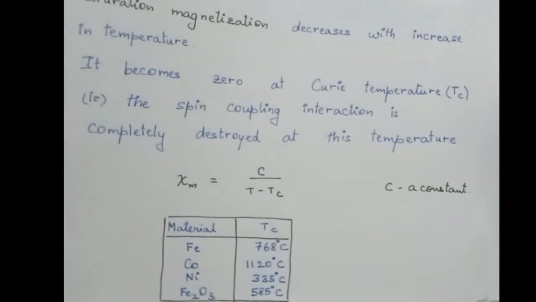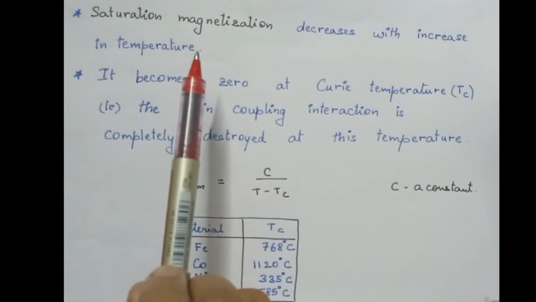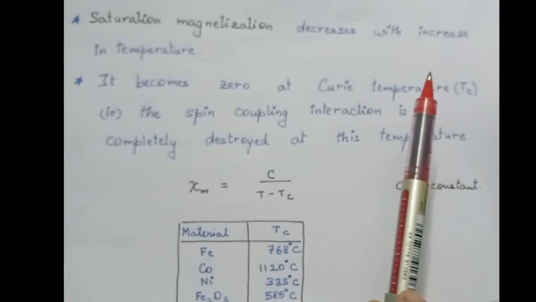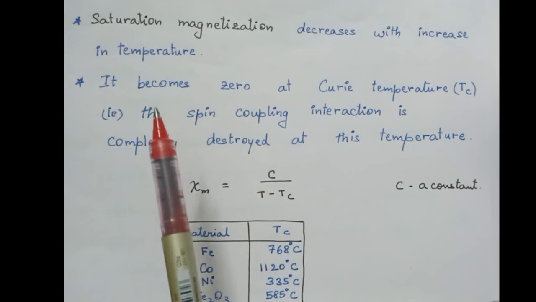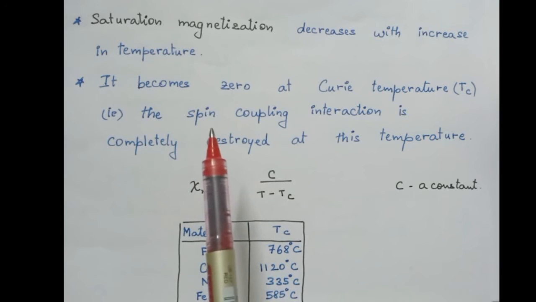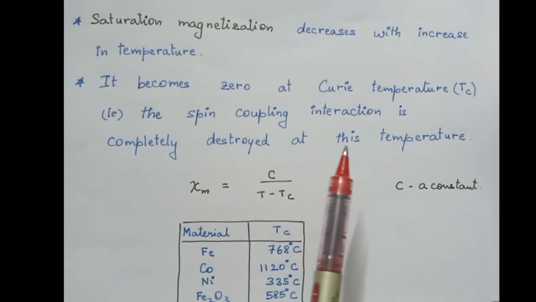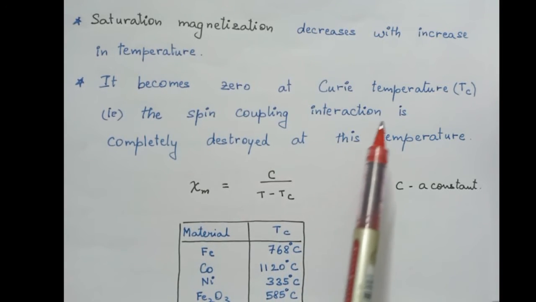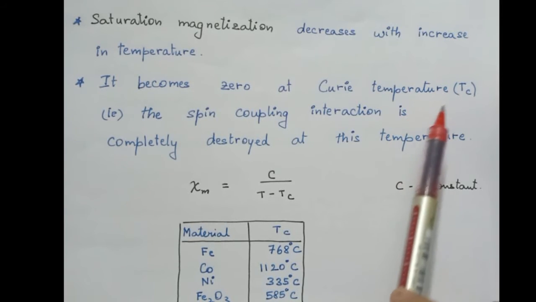One of the characteristics of saturation magnetization is that it decreases with increase in temperature. This is because as temperature increases, the atomic vibration increases, and this leads to destruction of the spin coupling interaction. This happens at a temperature called Curie temperature Tc.